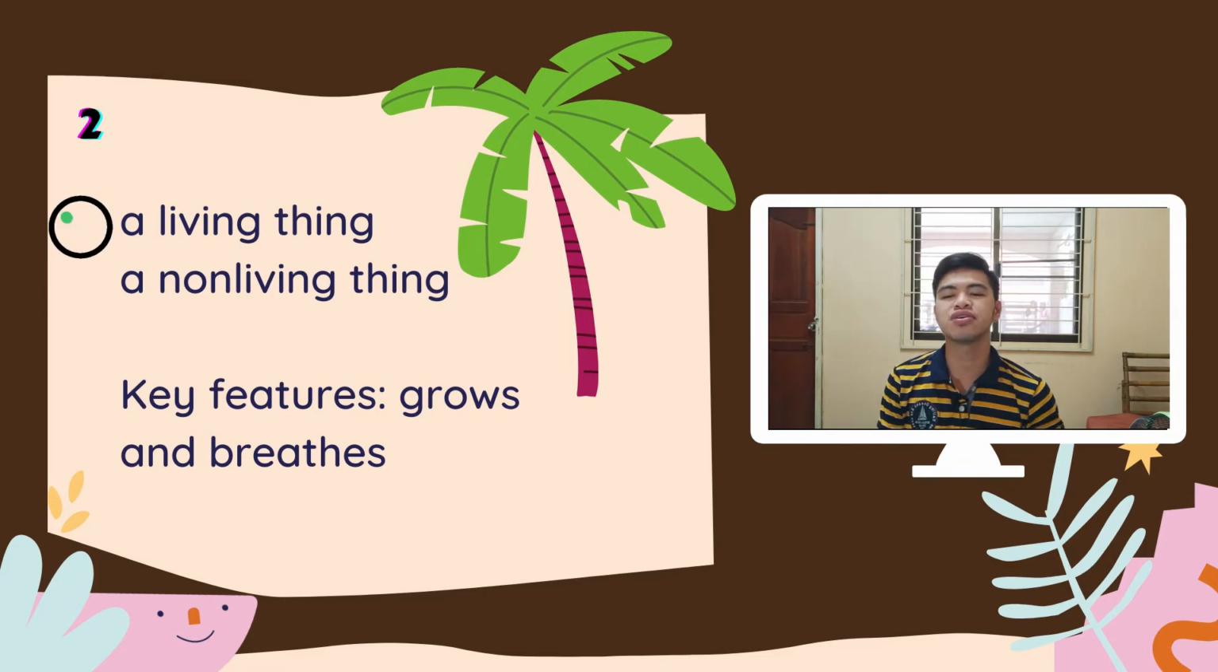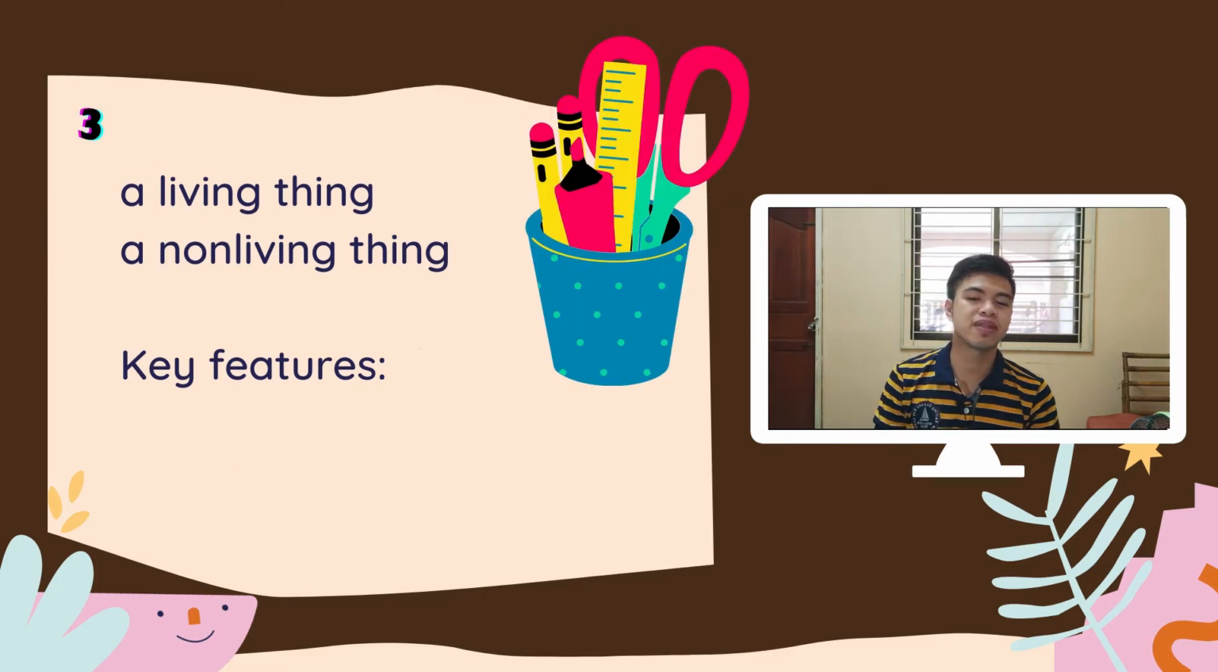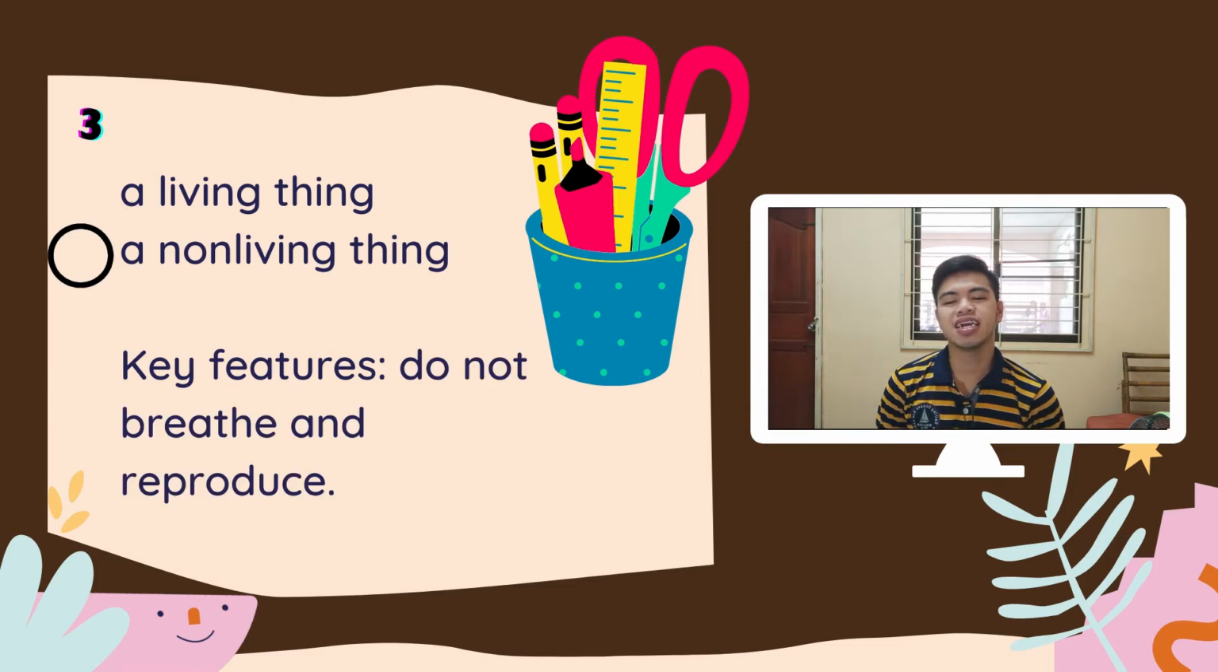Okay, so let's go to number 3. So here we have a school supply stand where we put our pencils, markers, rulers, and scissors. So what is it? Is it a living thing or a non-living thing? Okay, this one is a non-living thing. Very good, kids. So now what are its features? Okay, we can write it doesn't breathe and reproduce. The stand doesn't breathe, right? And it cannot have babies. So we can write it. So let's go to number 4.